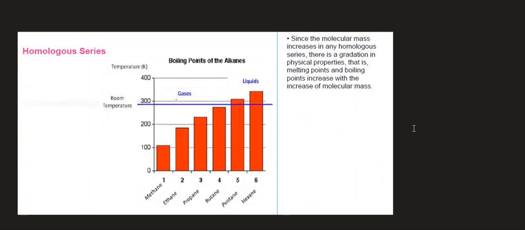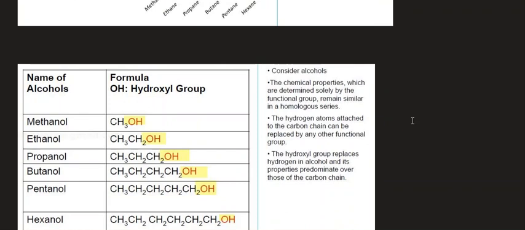So the homologous compounds have a gradation in physical properties. Let us consider here the boiling point. In the case of methane, the boiling point is 100 Kelvin. Ethane, it is around 190 Kelvin. So there will be a gradual increase with the increase in length of the carbon chain. That is the speciality of homologous series. You can find some gradation in the physical property. So this technical term is very important. Physical properties means boiling point, melting point, all these things.